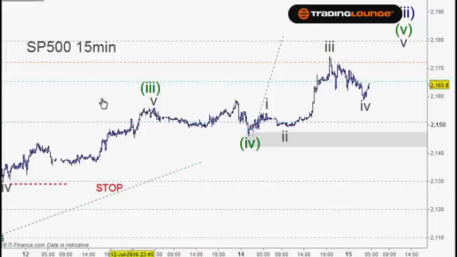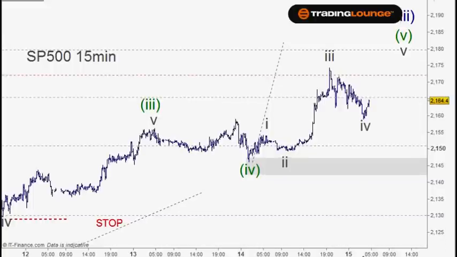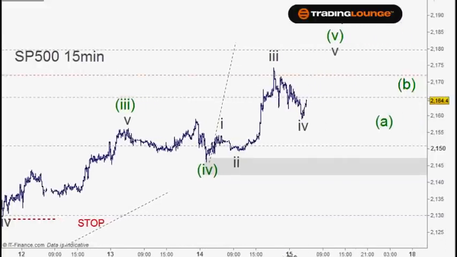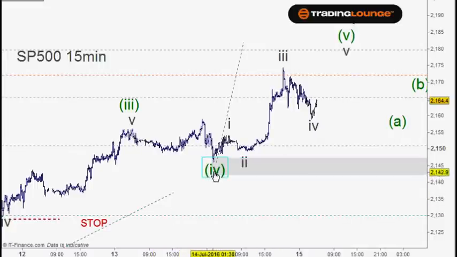There's different ways to count this. It doesn't really matter. I'm sure there's an answer, and I just don't have it because I haven't paid a lot of attention to it. But it doesn't really matter. We've got our wave 4 low in. That's the reference point that we need.